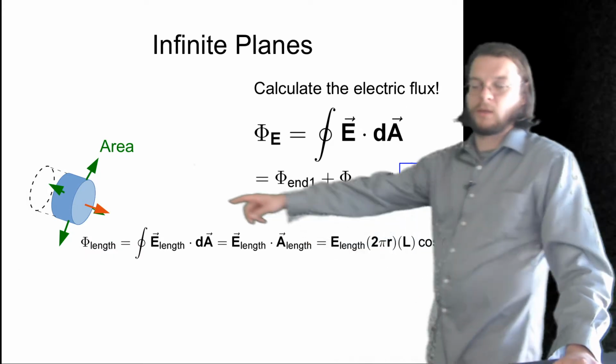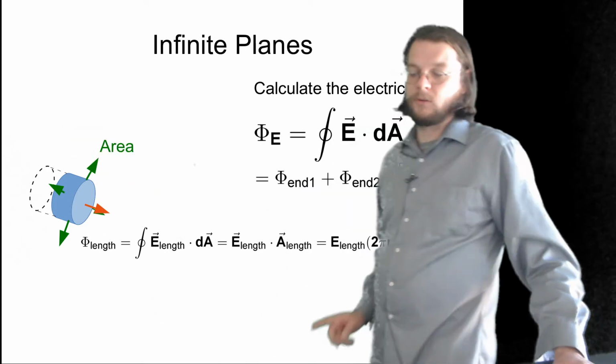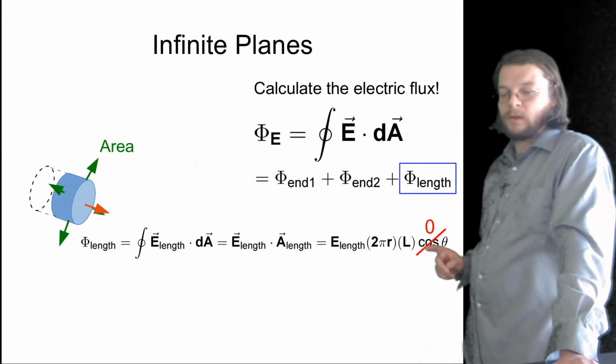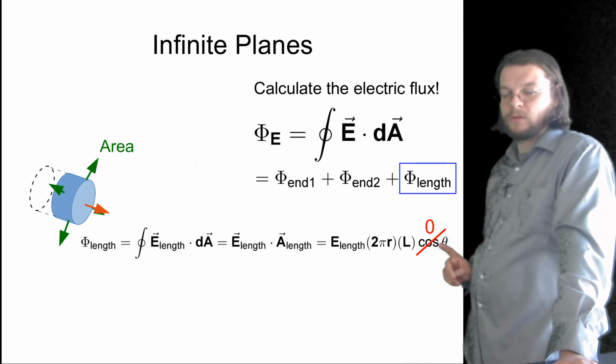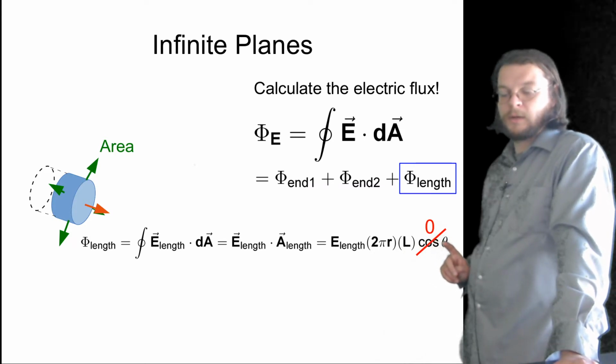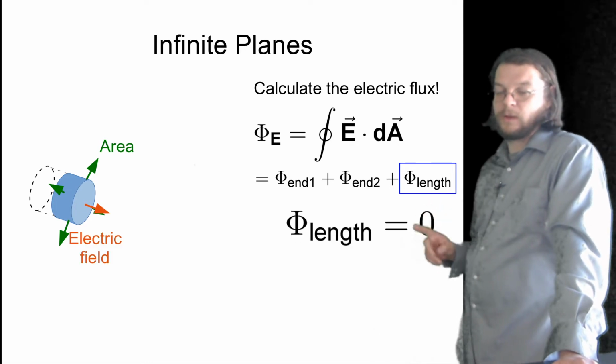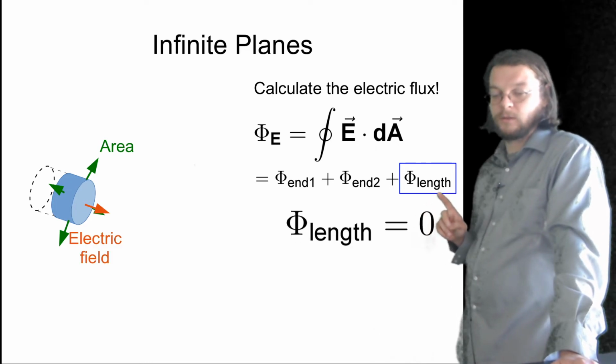I mean, you can calculate what the area of this inner thing is, 2 pi r times L, things like that. But the angle between those two things is going to be pretty close to 90. And cosine of 90, if you put it in a calculator, gives you 0. And so in fact, you get no flux out of this thing.